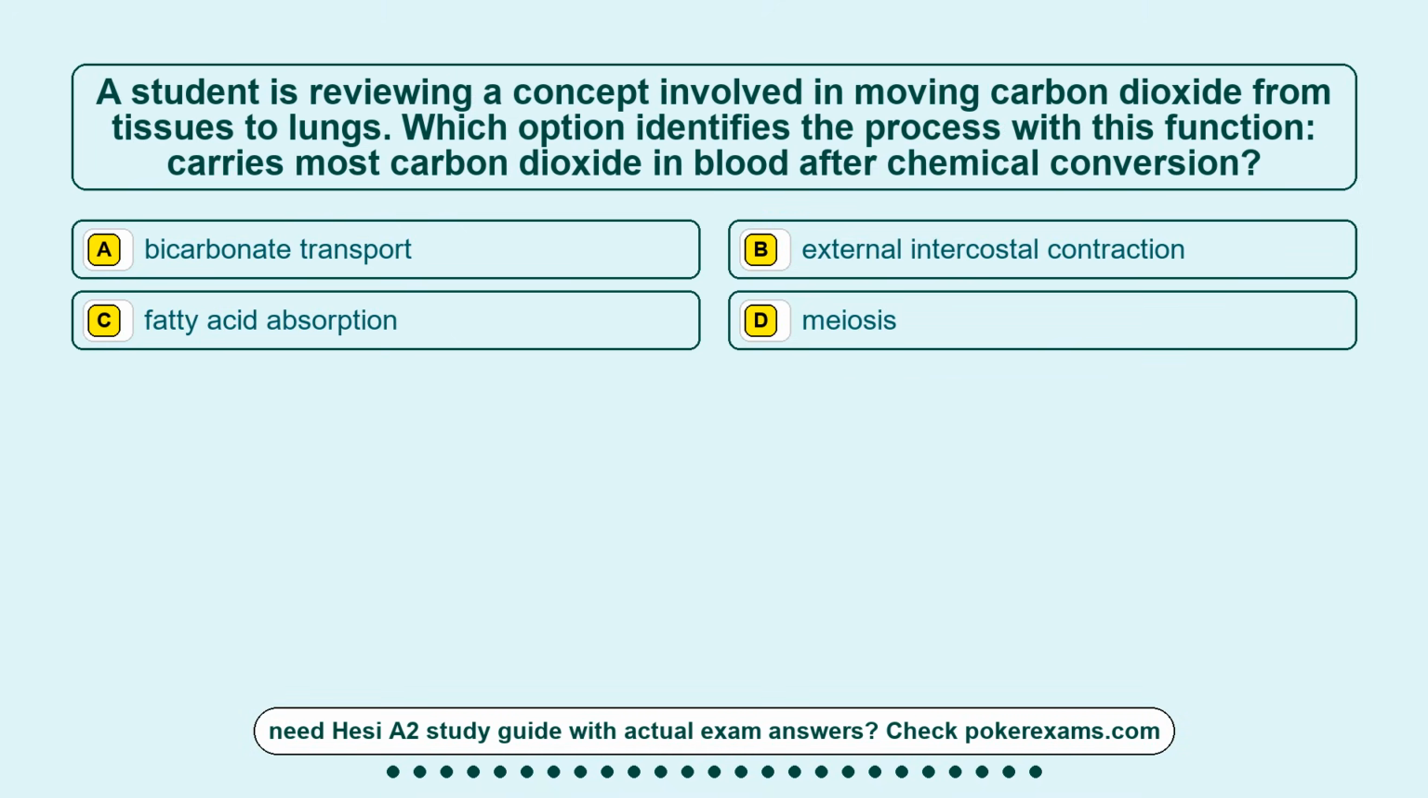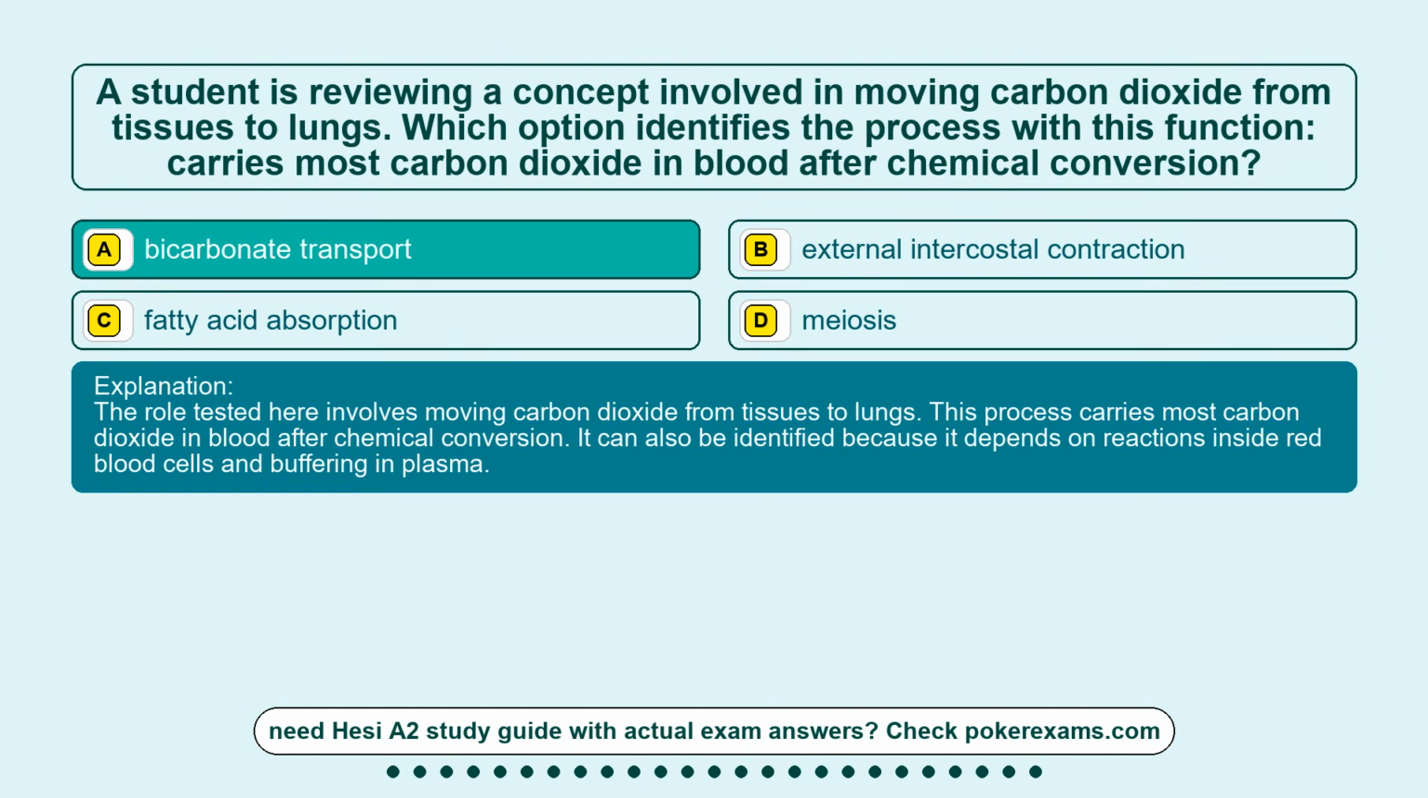Question 21. A student is reviewing a concept involved in moving carbon dioxide from tissues to lungs. Which option identifies the process with this function, carries most carbon dioxide in blood after chemical conversion? Option A, bicarbonate transport. Option B, external intercostal contraction. Option C, fatty acid absorption. Option D, meiosis. The correct answer is option A, bicarbonate transport.